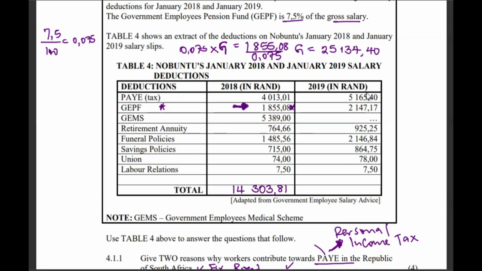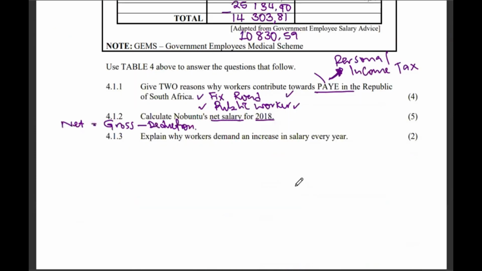So you're going to say 25,134.40, and we subtract 14,303.81. Then I'm getting 10,830.59. Yes, that is it. So the trick was to find the gross. That's why it carries 5 marks. And we write it here.